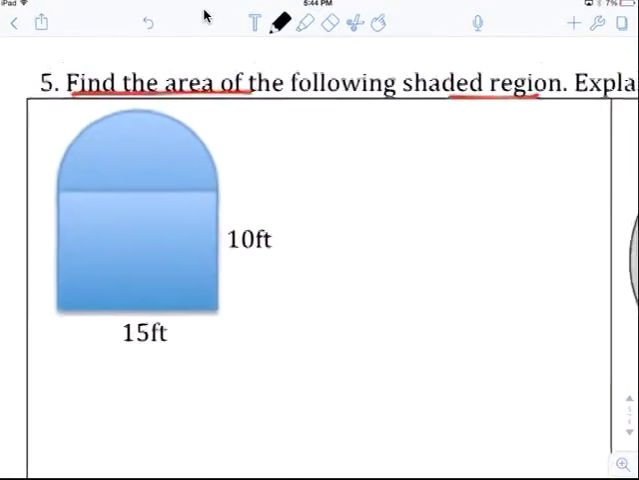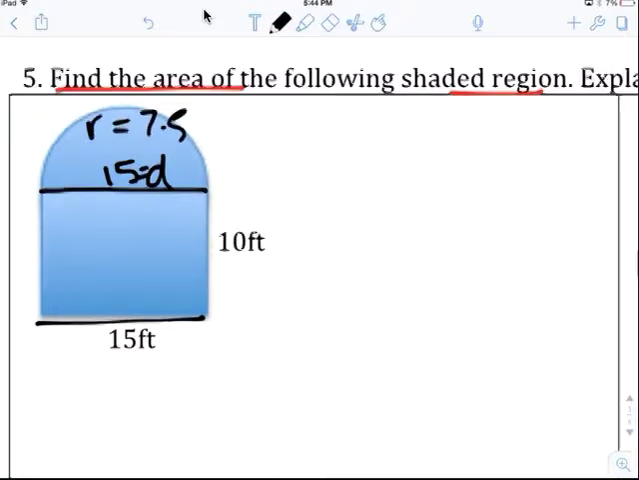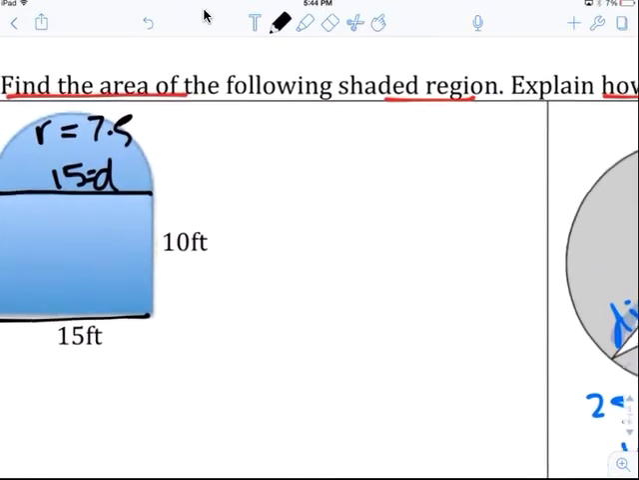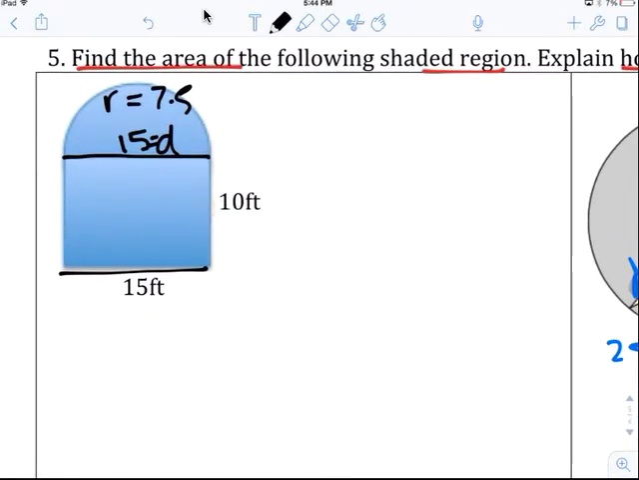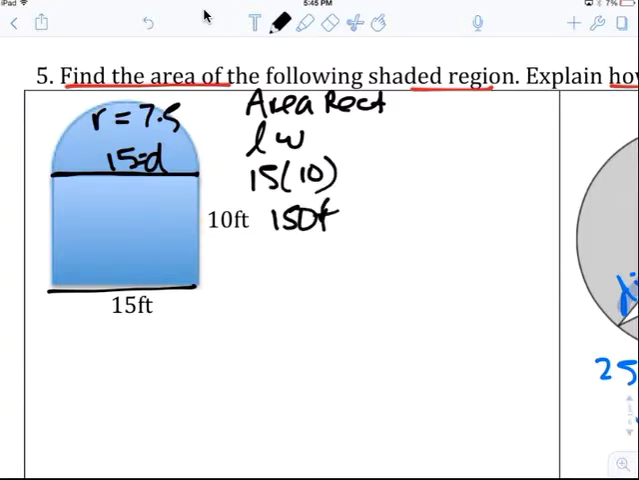Find the area of a shaded region first. Oh, this diameter is this length, so diameter is 15. Therefore radius is 7.5, right? So we can find the area of a circle. So how do we do this? We don't need to, there's no missing length. Area of the rectangle is length times width, 15 times 10, 150 feet squared.